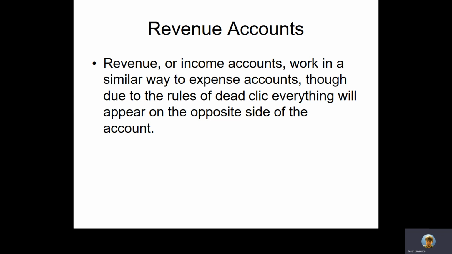So revenue or income accounts work in a similar way, though due to the rules of double entry, everything will appear on the opposite side. So this time, because remember we debit expenses to increase them and we credit revenue accounts to increase them, this year will be on the credit, next year and last year will be on the debit.